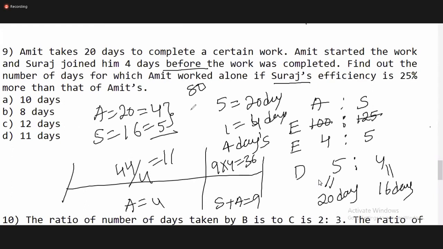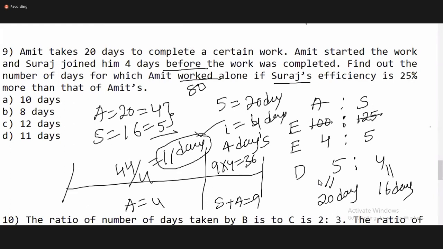That is most important. What is the question now? Find out the number of days which Amit worked alone. Amit worked alone how many days? 11 days. It's not 10 days.